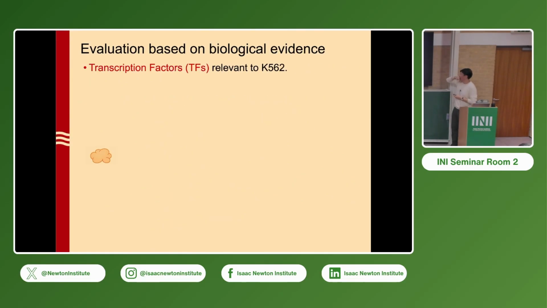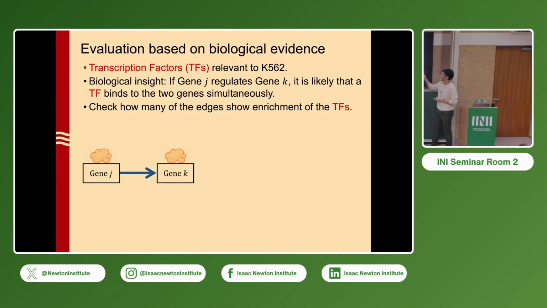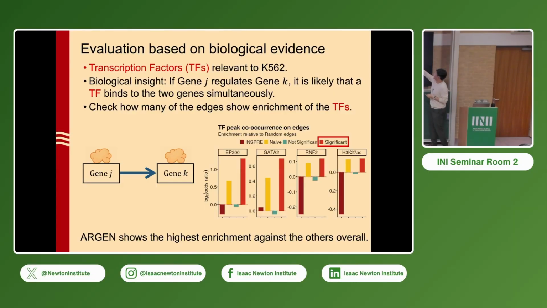Okay, we did some biological evaluation. So there's a protein called the transcription factor. We collected them relevant to the cell type that we analyzed. So the biological insight is that if this gene J regulates this gene K, it is likely that the transcription factor, the protein, binds to both of the genes. So we checked how many of these edges show enrichment of the transcription factor. Then it turned out, this is our edges that are called as significant. And you can see that the enrichment is higher for our method compared to other baseline approaches.